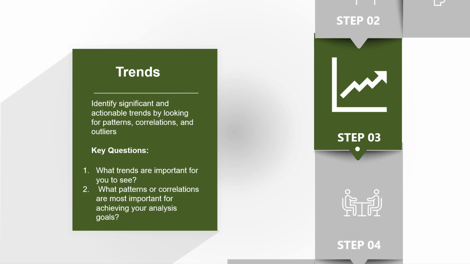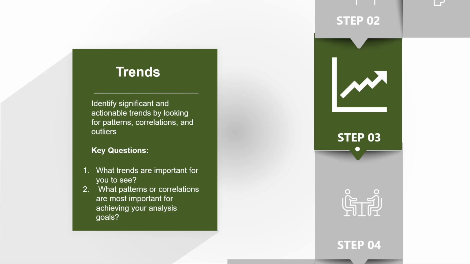Trends. You want to be able to identify the significant actual trends or correlations or patterns or outliers in your data. And this is also a discussion you should have with your management. You should ask them what trends are important to see. For example, they may want to see sales or what impacted sales each week as opposed to a daily breakdown. Also, you want to know what patterns or correlations are most important for achieving your analysis. And often you can talk to your management or stakeholders that will say, we want to know how our sales is correlated with the stock market.